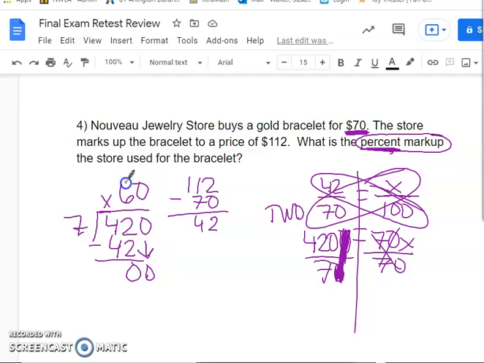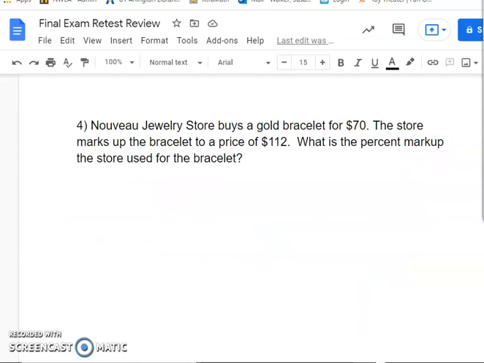0. Okay, so guys, they marked that up 60%. Okay, that is the percent markup. Okay, so do not forget this critical step of subtracting. Okay.